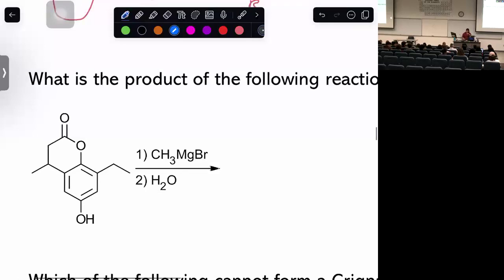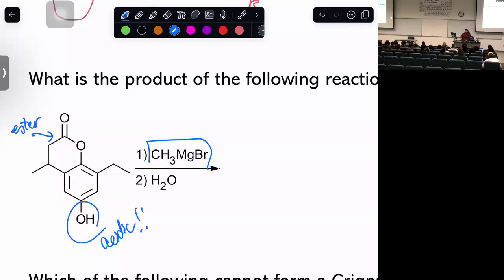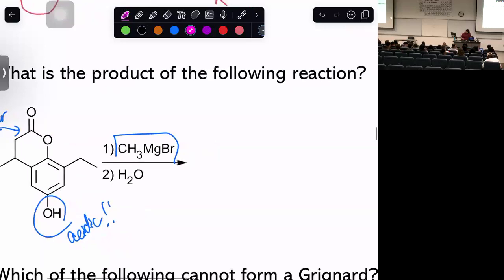Exactly. Now, first of all, you have to see what's given in the problem. We have a methyl group. That's going to be your Grignard reagent. And then we have, what's the name of that functional group? Ester, beautiful. Do I have anything acidic in the molecule? Acidic. So what's going to happen? It's just going to be an acid-base reaction. So I'm just going to deprotonate it.